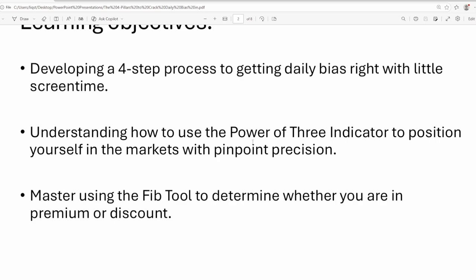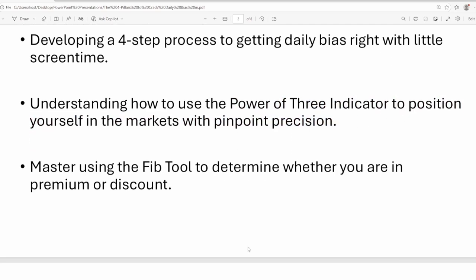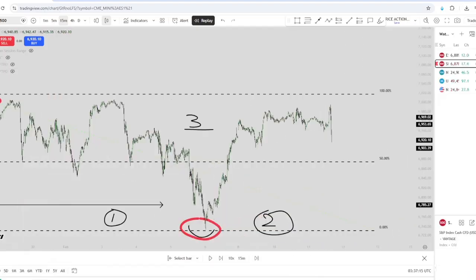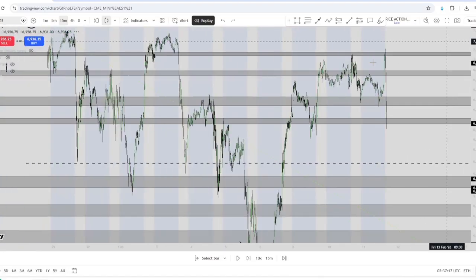Understand how to use the power of 3 indicator to position yourself in the markets, and master the fib tool to determine whether you're in premium or discount. So the only thing we haven't been through is this over here. We haven't been through the power of 3. So we're going to quickly understand how this power of 3 actually works. And so if we just take a look at the ES short that I took, right?